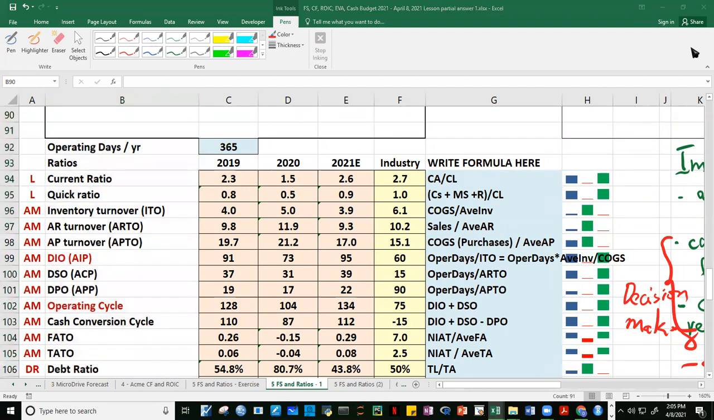Okay, let's see. Yes, thank you. Thank you, Carlos. Correct. No? That's your liquidity ratios. No?